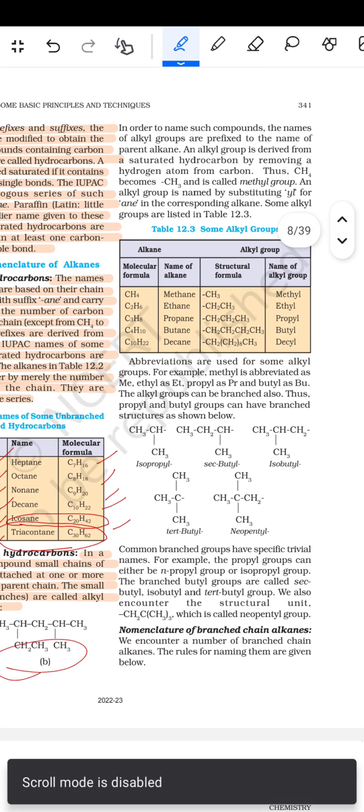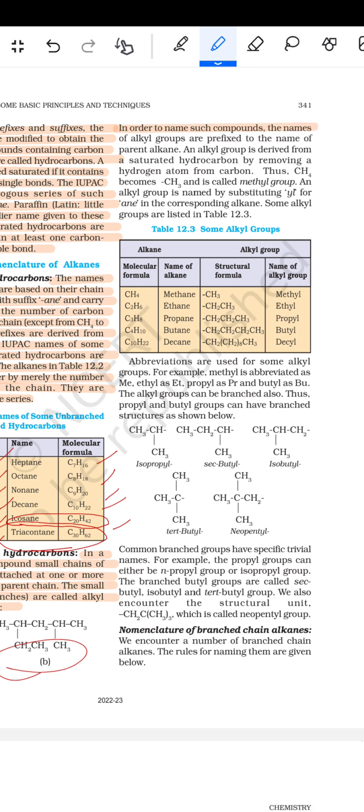उसके बाद फिर आता है, in order to name such compounds, the names of the alkyl groups are prefixed to the name of the parent alkane. An alkyl group is derived from a saturated hydrocarbon by removing a hydrogen from the atom. Thus CH4 becomes CH3 and is called the methyl group. An alkyl group is named by substituting YL for the ANE in the corresponding alkane.